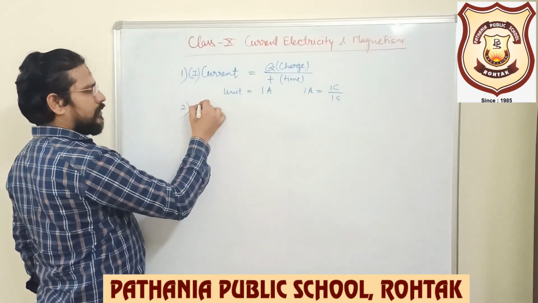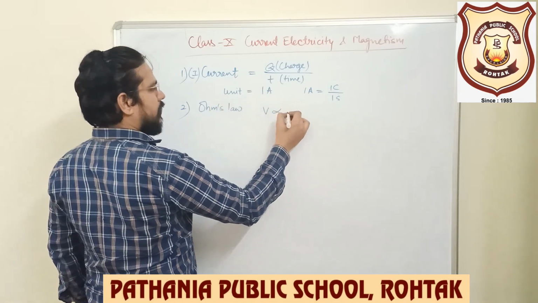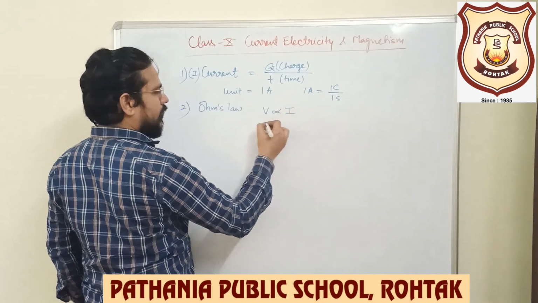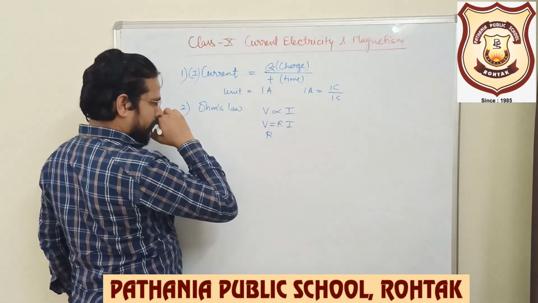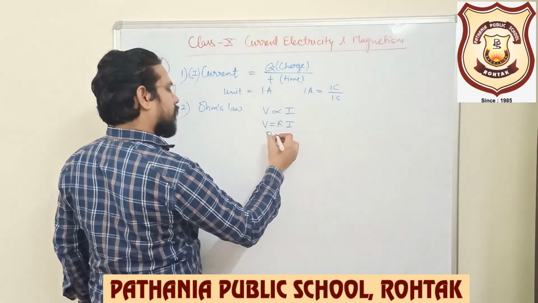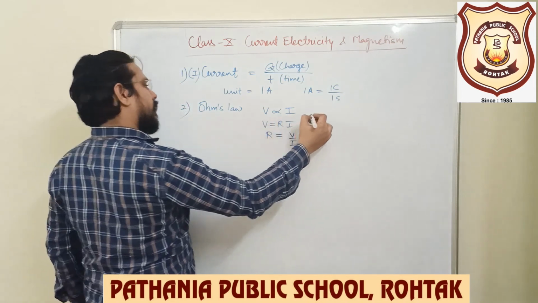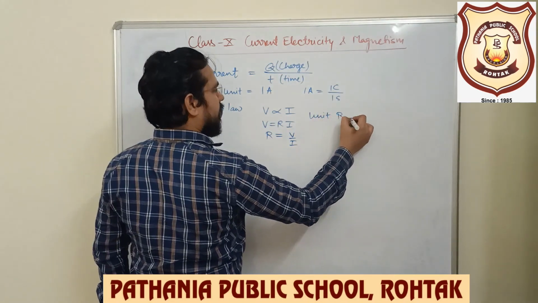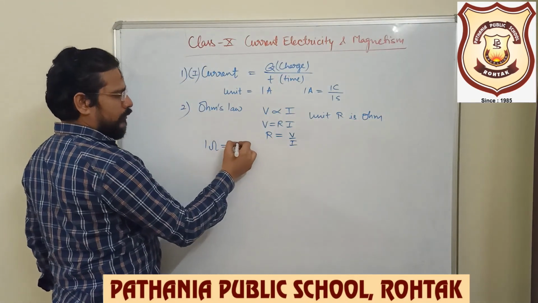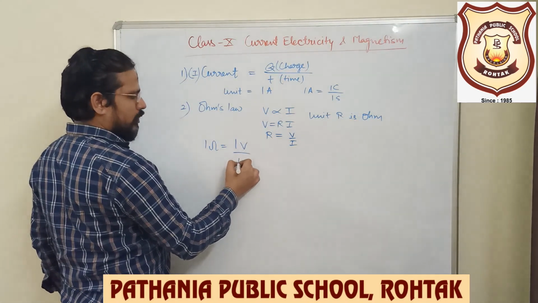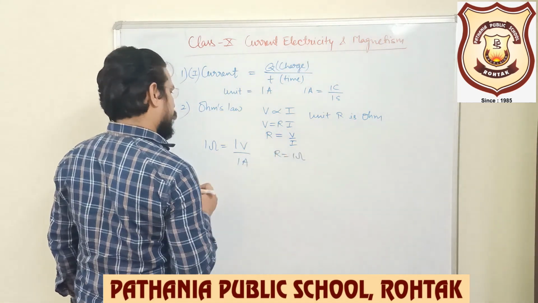The second statement is Ohm's law. According to Ohm's law, V is directly proportional to I and V is equal to RI, where R is known as resistance of the conductor and R is equal to V by I. The unit of resistance is ohm, and we can define 1 ohm if at the potential difference of 1 volt 1 ampere current is flowing. The resistance is said to be 1 ohm.